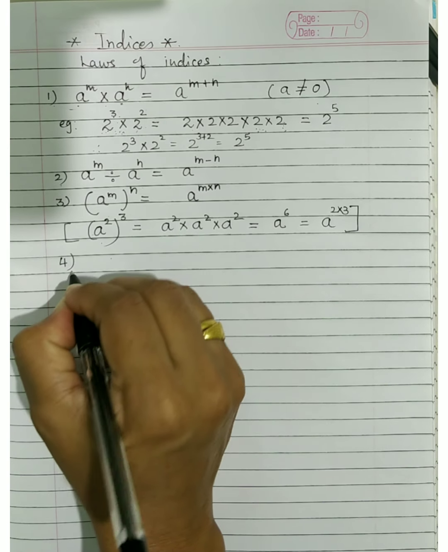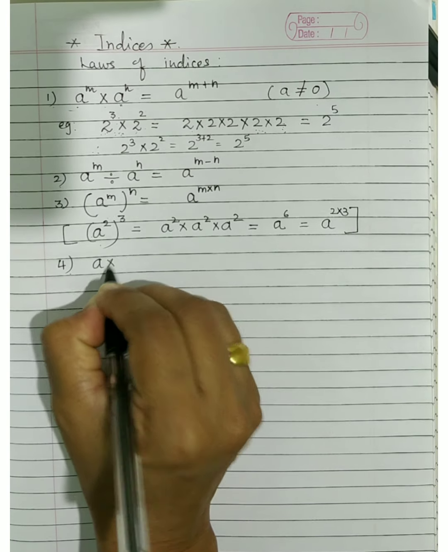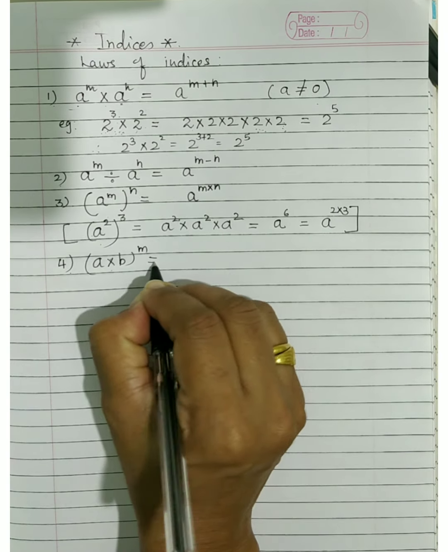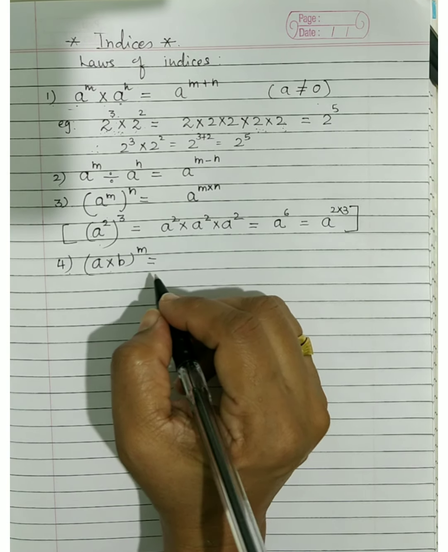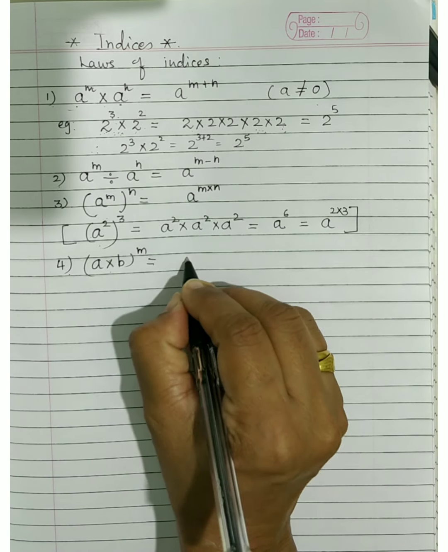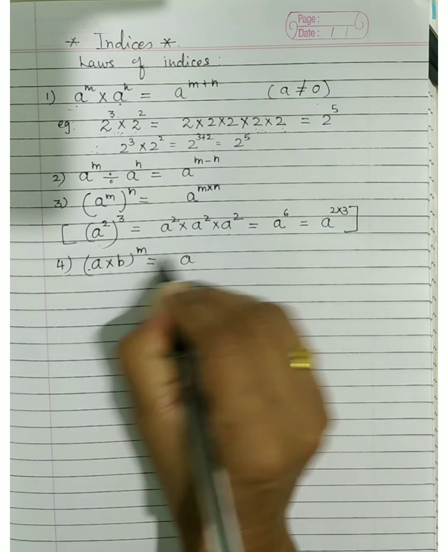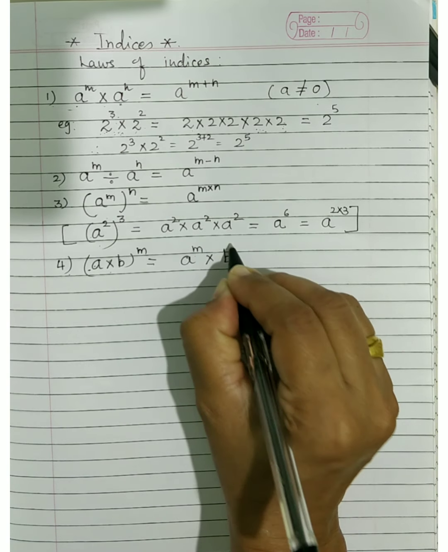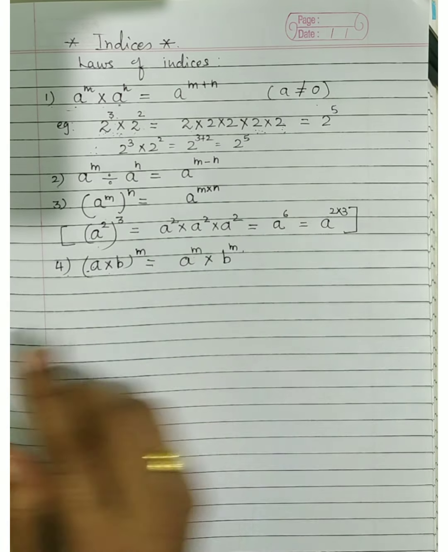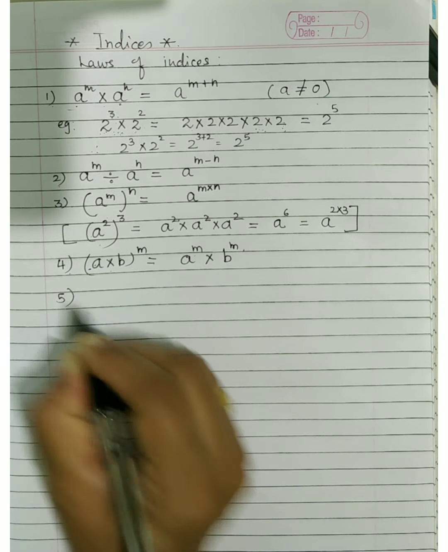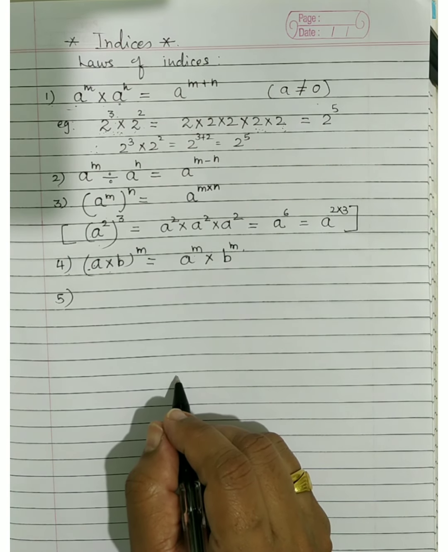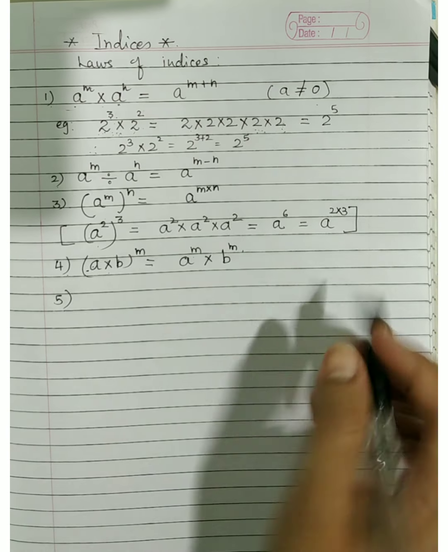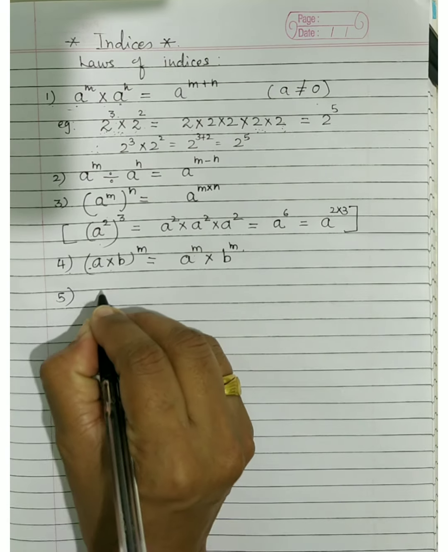The fourth law will be what? If you have any product which is raised to the same index, the power of the product will work as a to the power m multiplied by b to the power m. Simple, the application of opening the bracket. Then to find the power of a quotient, find the power of numerator and denominator and then divide. It is again a similar way.